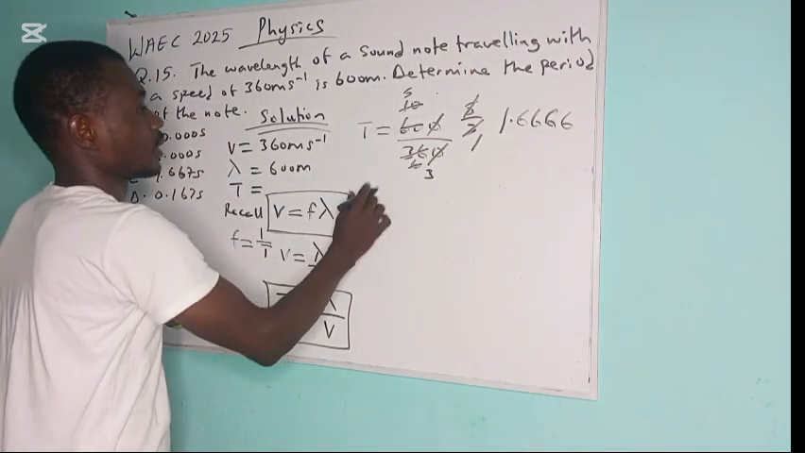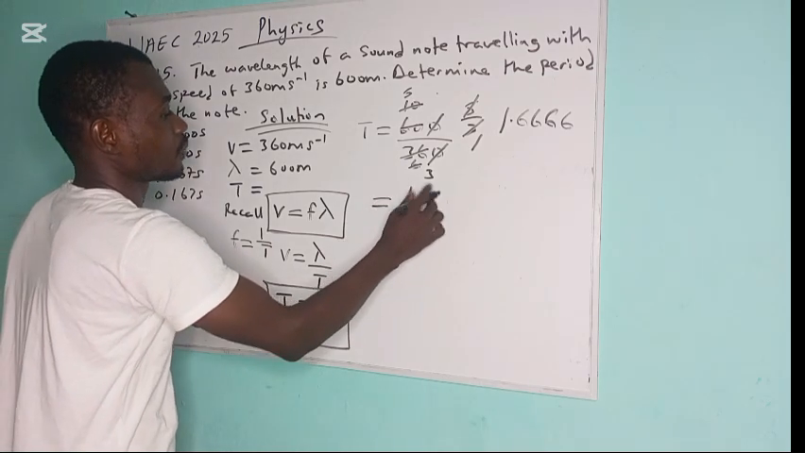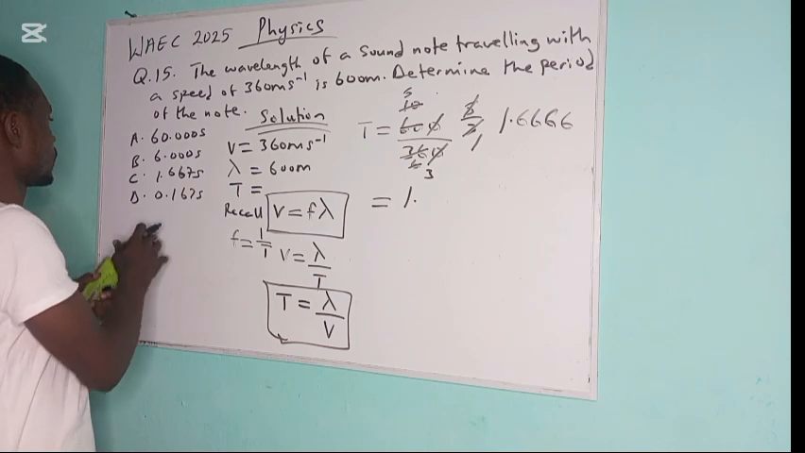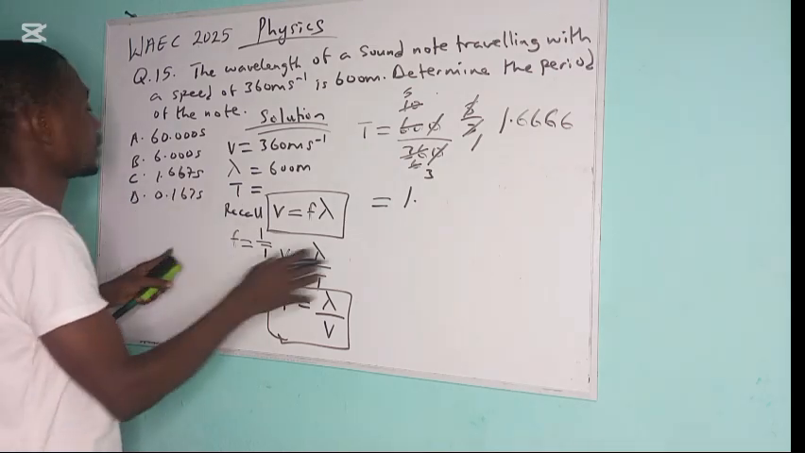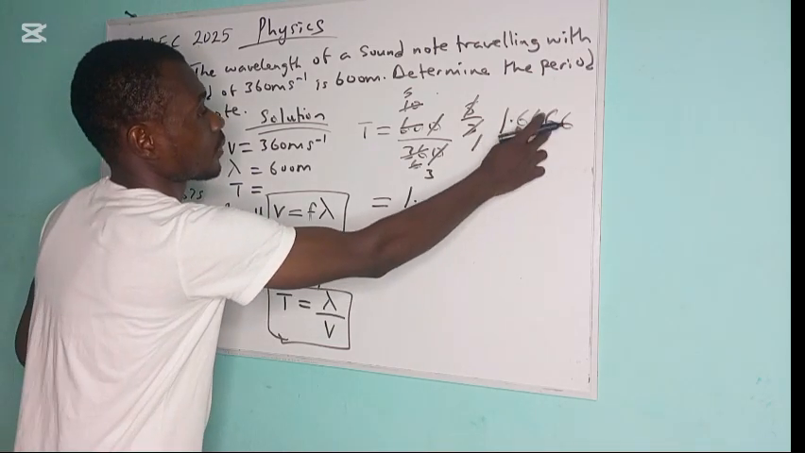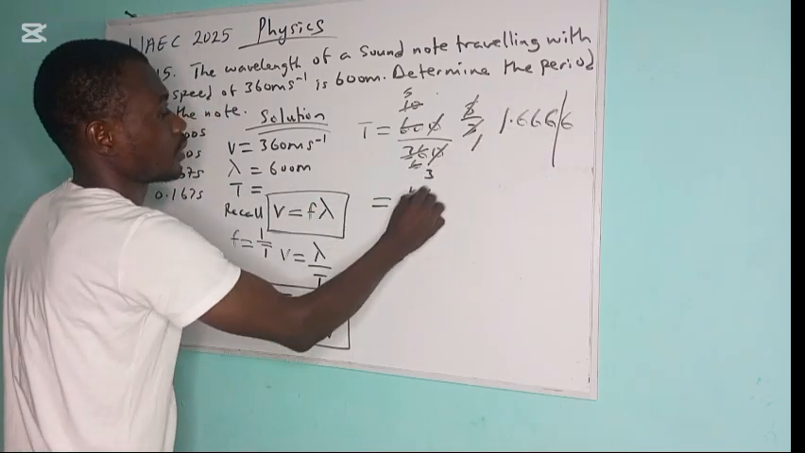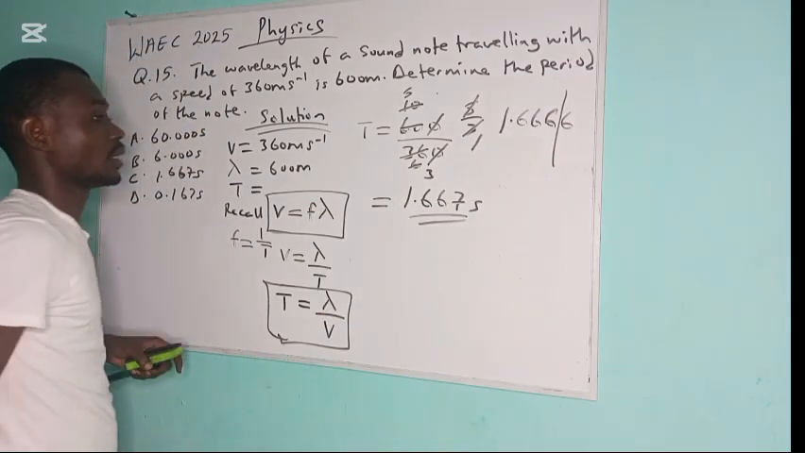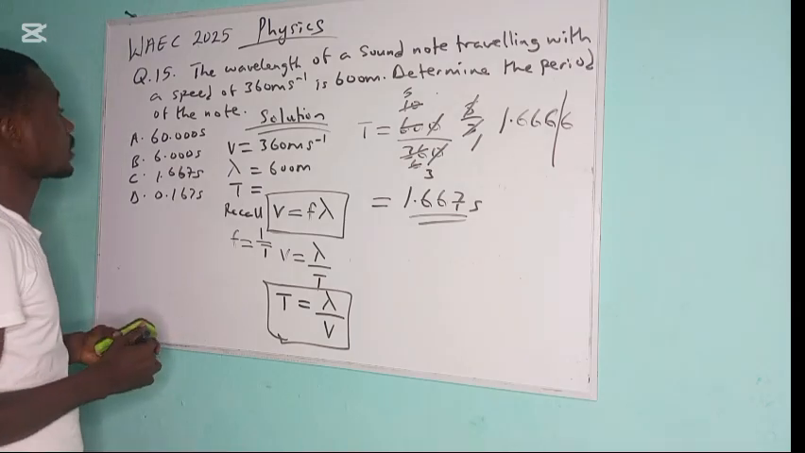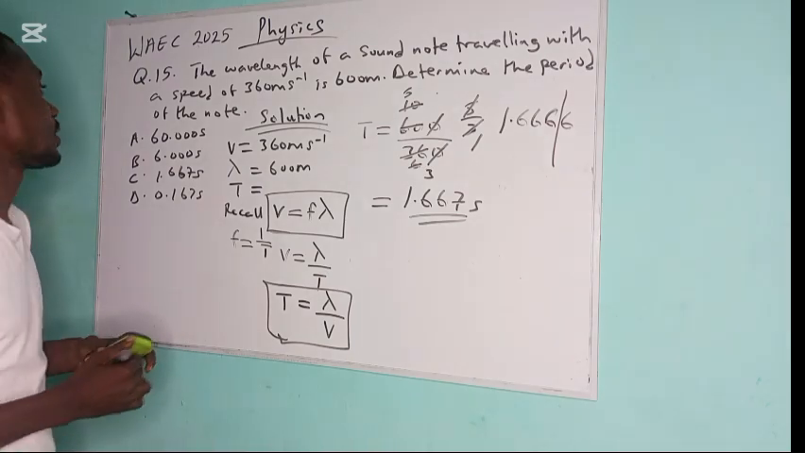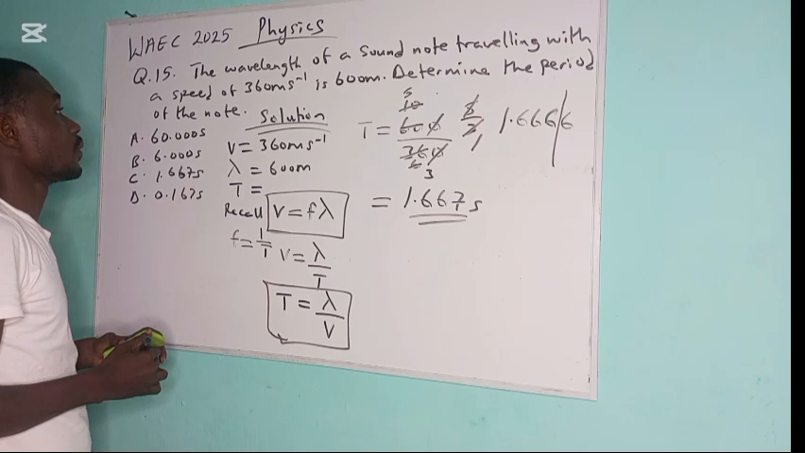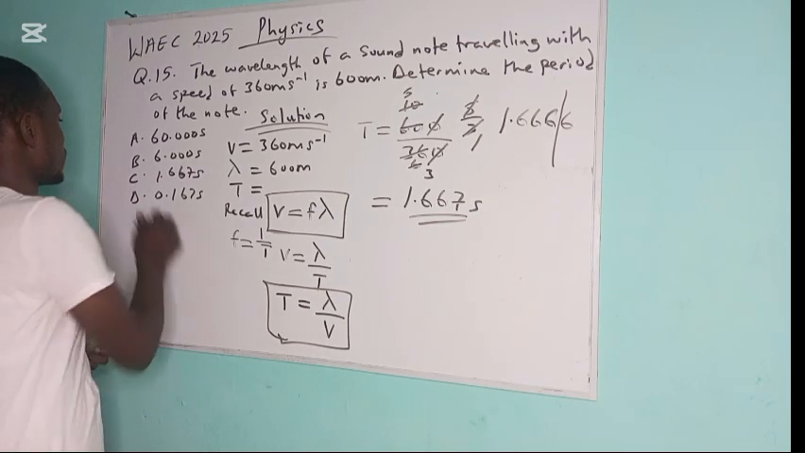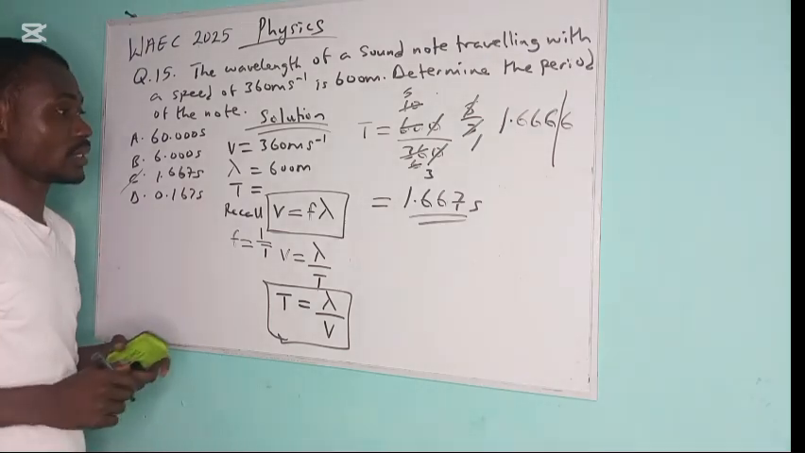Now, the answer will be 1 point, depending on the decimal. I think it's in 3 decimal places. So 1, 2, 3. So this one will change to 7. So the period, I mean the answer, is 1.667. That is the period of the notes it takes to travel. So the answer here is C.